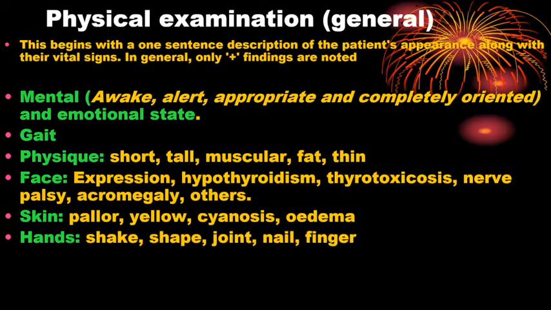Hands: you have to look at the hands of the patient. There may be shaking of the hands, tremor. The shape of the hand is important. Some abnormality in the hand may be due to certain diseases. For example, there may be ulnar deviation of the hand, and this could occur in a patient with rheumatoid arthritis. The joints are important to examine. Again, as in a patient with, for example, rheumatoid arthritis, the joints may be abnormal and give you an abnormality in the shape of the joint.